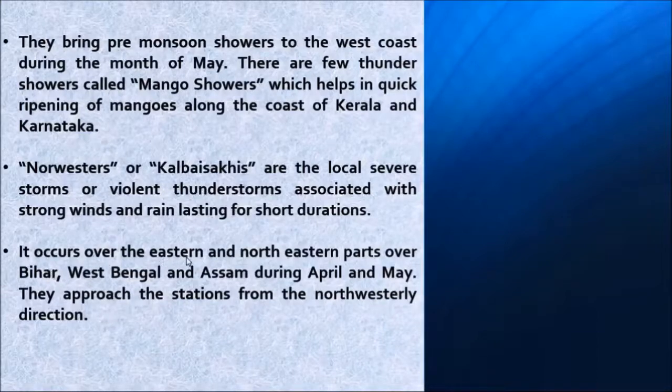It occurs over the eastern and northeastern parts, over Bihar, West Bengal and Assam during April and May. When does it occur? It occurs over the eastern and northeastern parts, in the places of Bihar, West Bengal and Assam, during April and May. These rainfalls approach the stations from the northwesterly directions.